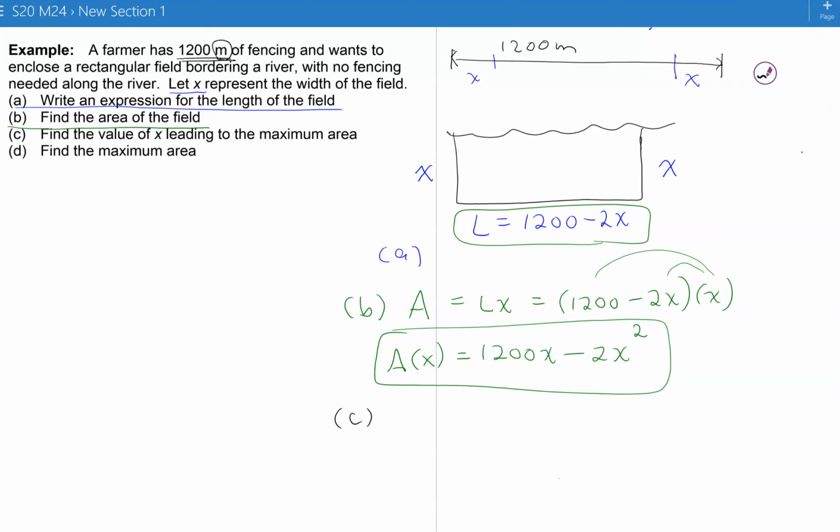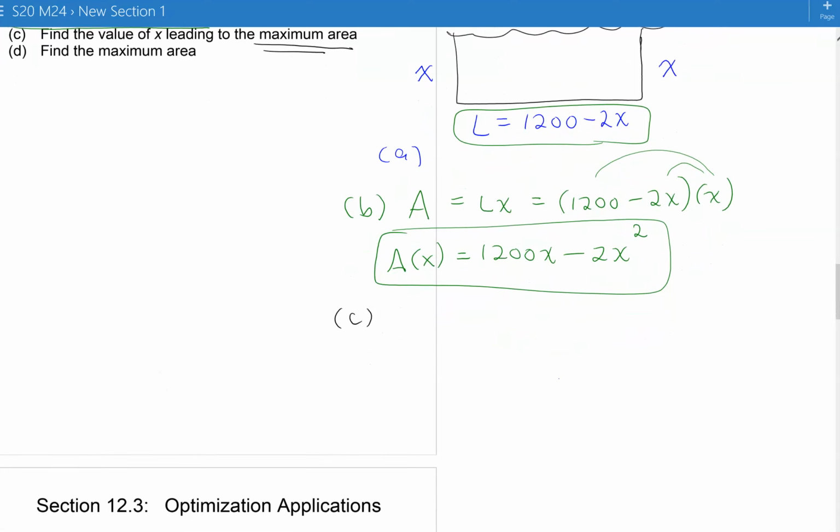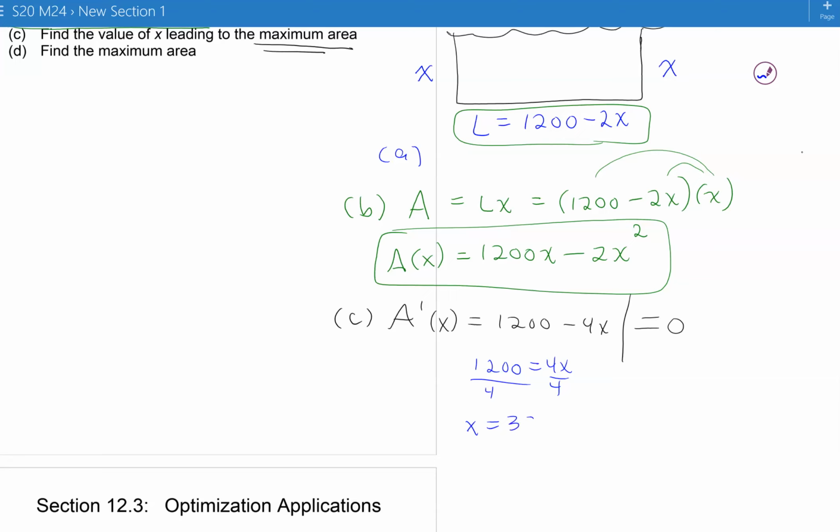Okay, then C says find the value of x leading to the maximum area. So I know the area I want to find is a maximum, so I find the derivative, 1,200 minus 4x, and set it equal to 0 to look for any critical values. So 1,200 equals 4x, and x equals 300. That's my only critical value.